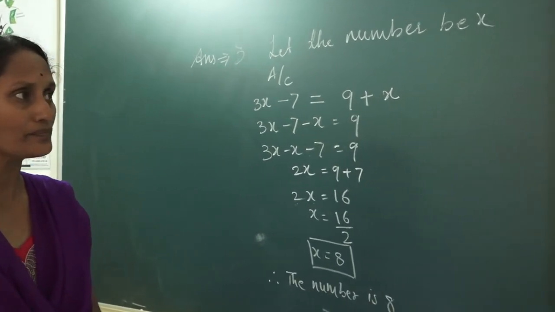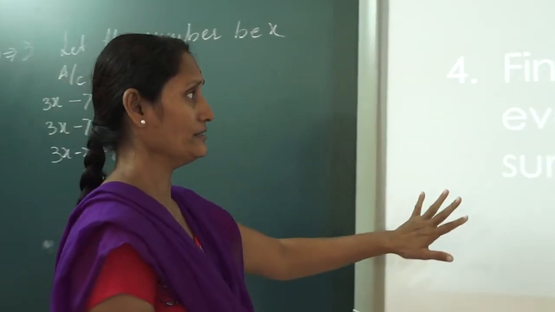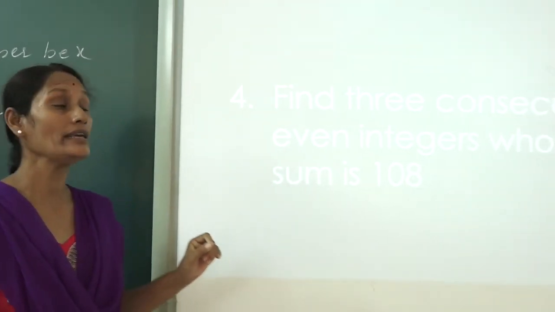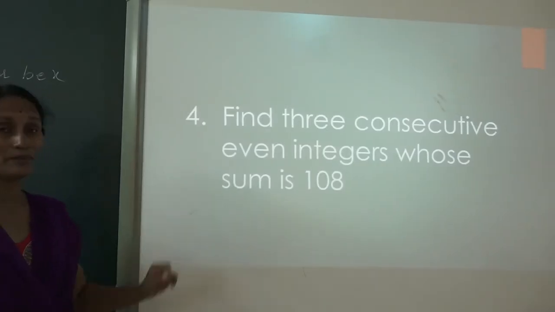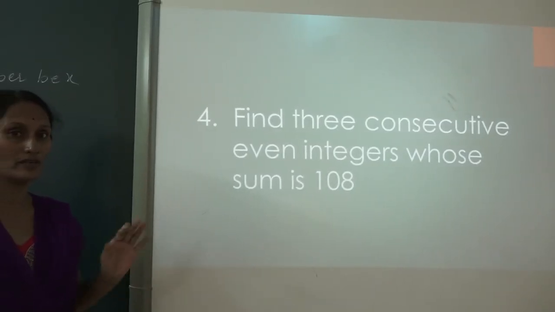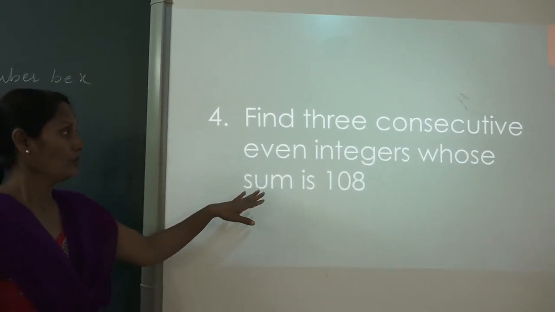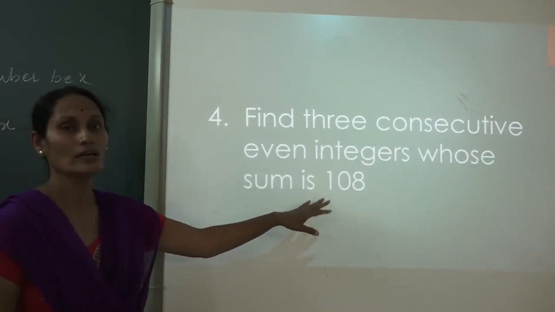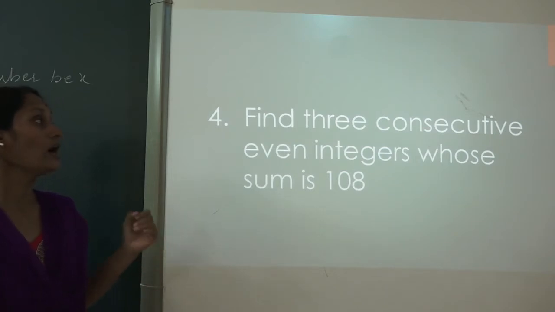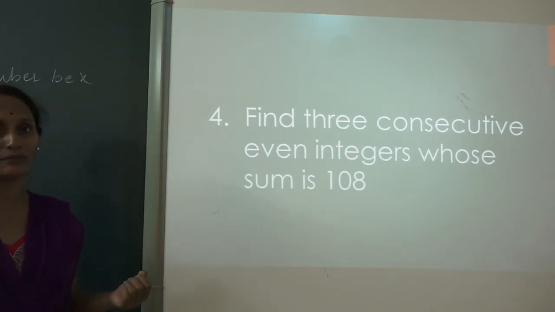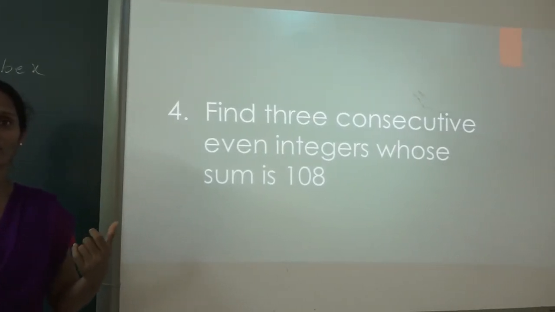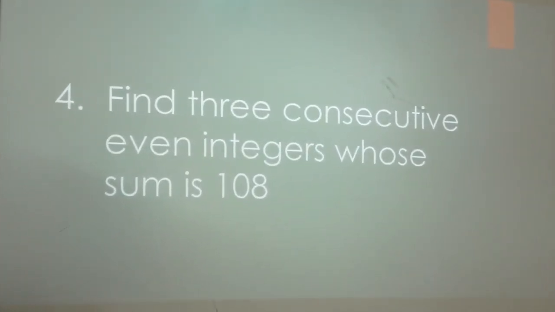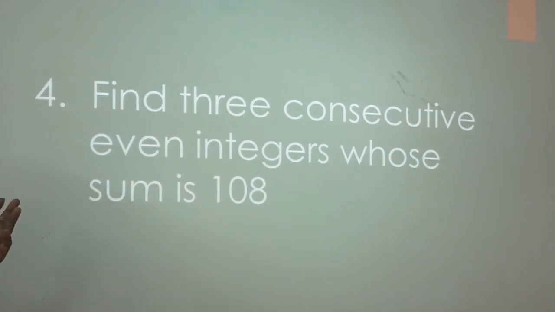Next slide. Now here. Find the 3 consecutive even integers. Now what does consecutive mean? One after the another. Whose sum is 108. Okay. Now how to get consecutive even numbers? For example, if your even number is 4, so after 4 which number will come? 6 will come.